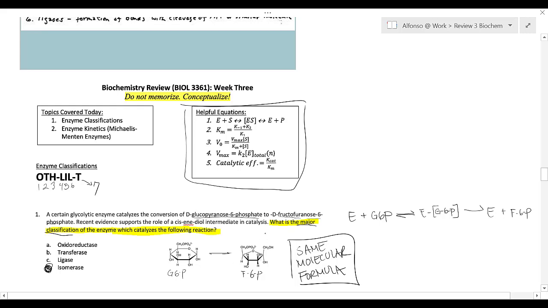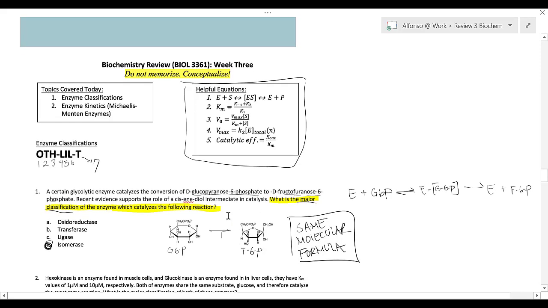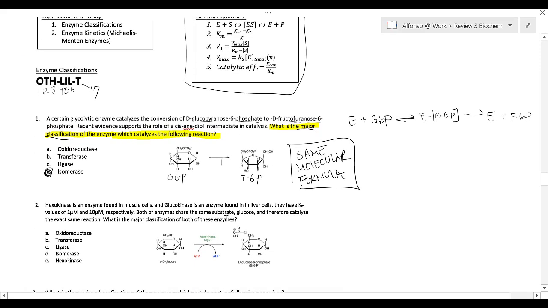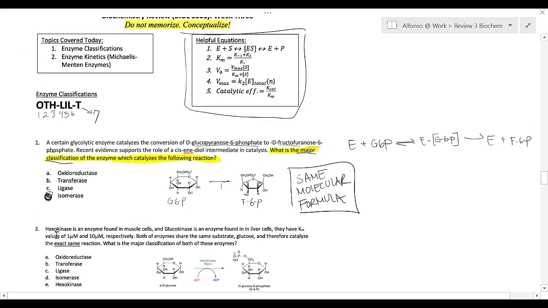Okay, for number 2, hexokinase is an enzyme found in muscle cells. What is the major classification of these enzymes?